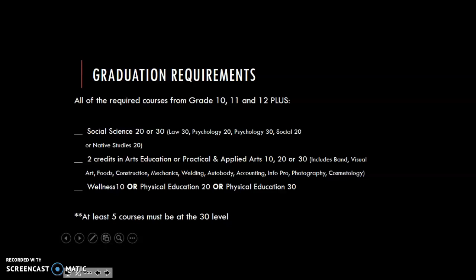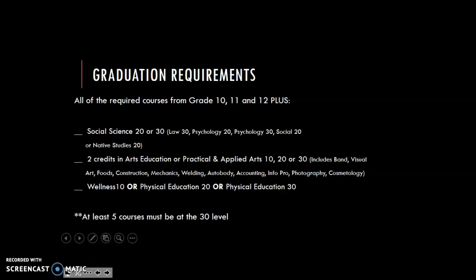that their social science. Now, that often gets confused with their social studies 30 that they need to take. They need to take both their social science and their social studies 30 in order to graduate. And again, we often get the students to take that social science credit in grade 11 just to make sure they have it. Every student needs 2 credits in arts education or practical and applied arts, and they can be at the 10, 20, or 30 level.